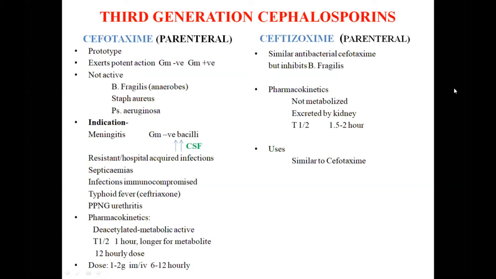Cefotaxime has a very potent action against gram-negative as well as gram-positive organisms, and it is used for treating even meningitis, because this third generation cephalosporin crosses the blood-brain barrier. Increased levels are seen in the CSF. So it takes care of meningitis caused by gram-negative bacilli, and it is also useful against certain resistant or hospital-acquired infections, so nosocomial infections. It is used to treat certain septicemias, infections in immunocompromised patients, and typhoid fever.